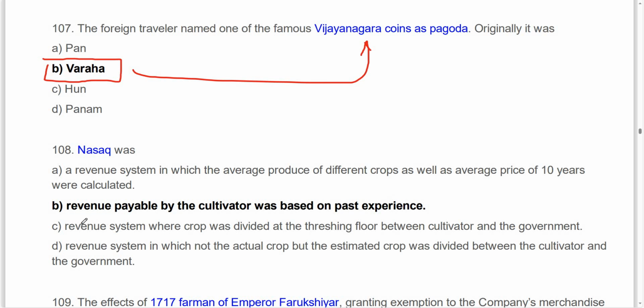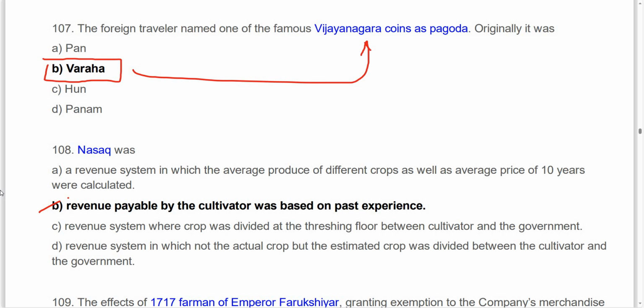Nasak was what? Nasak was the revenue payable by the cultivators, based on past experience. The assessment was based on the kind of agricultural growth and production that had been seen in the past.